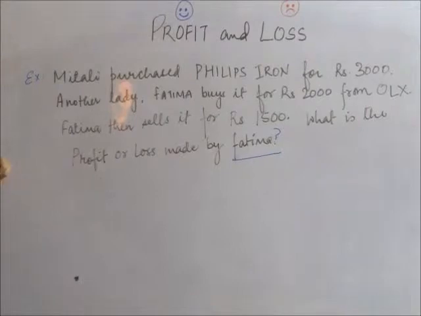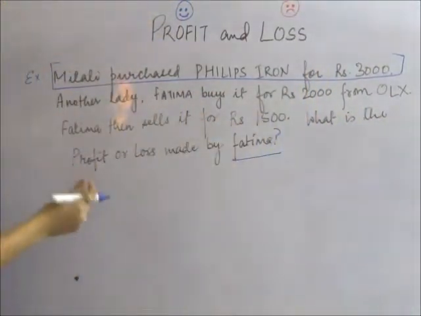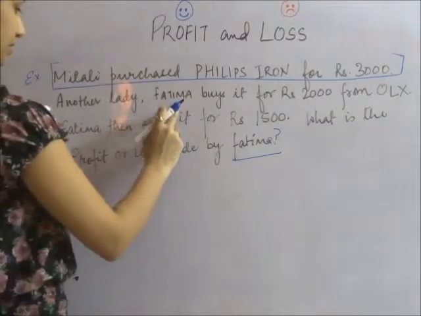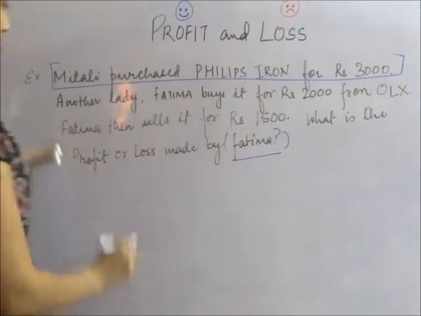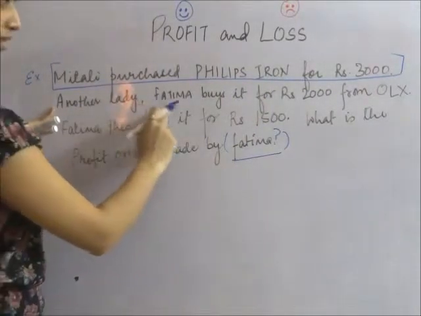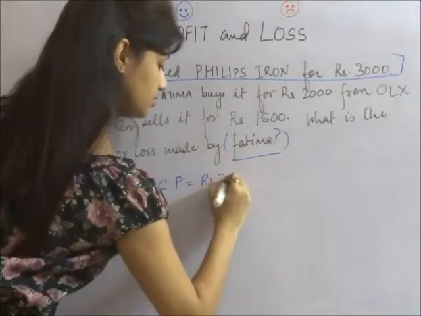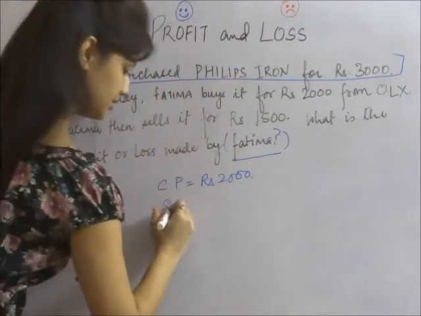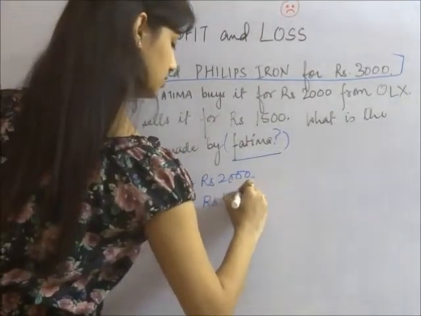You have to be very careful. This line has nothing to do with this question. This is simply given to confuse you. They have asked you the profit or loss booked by Fatima, right? Pay attention. Fatima buys it for rupees 2,000. The cost price for Fatima becomes rupees 2,000. Fatima then sells it for rupees 1,500. Simply, the selling price of Fatima becomes rupees 1,500.